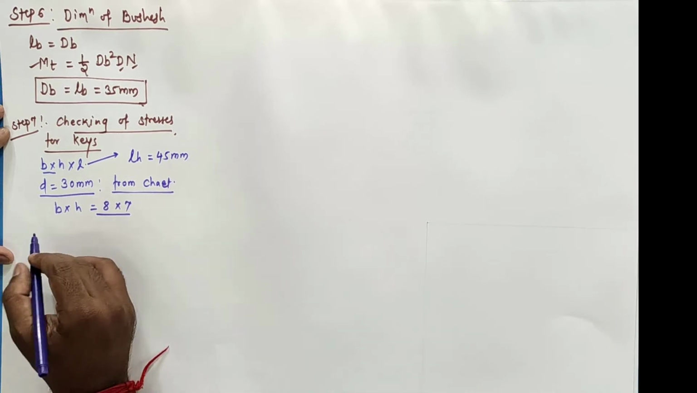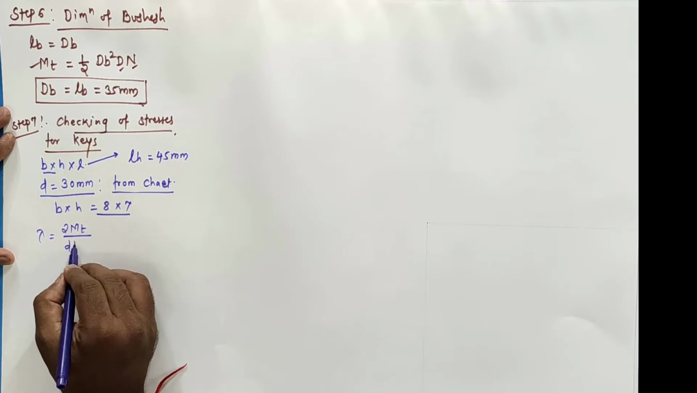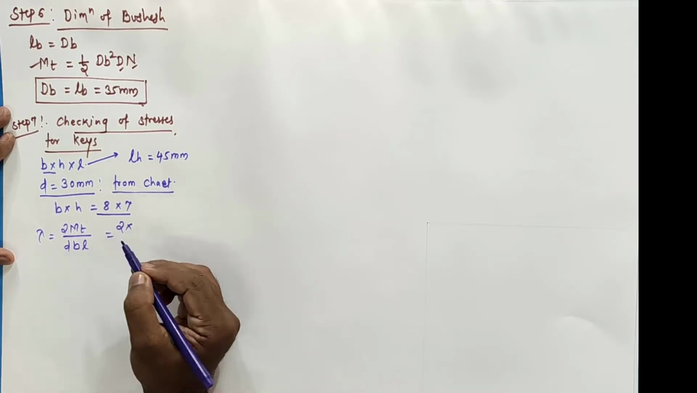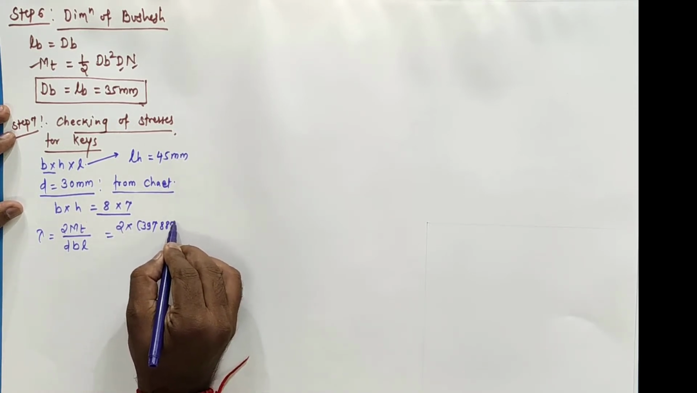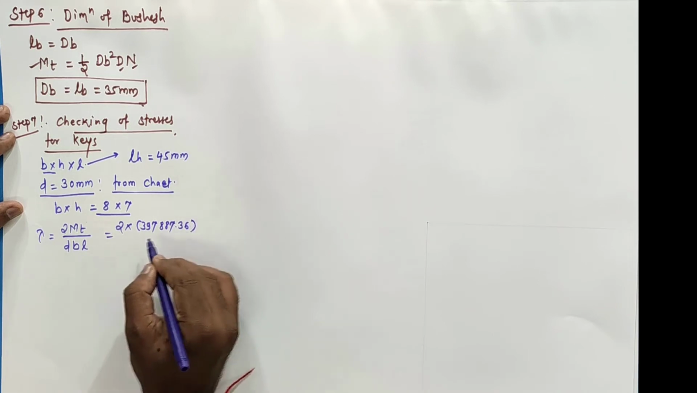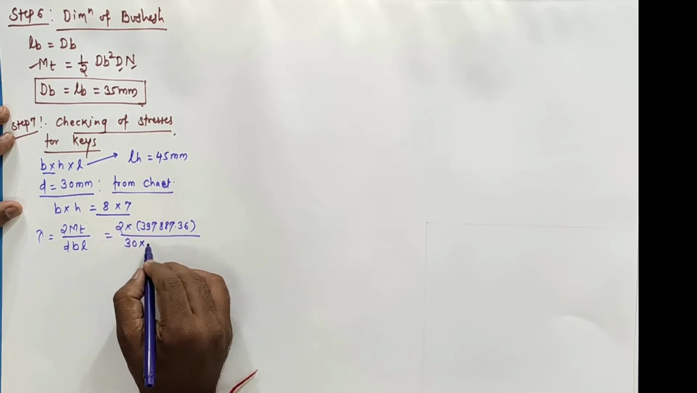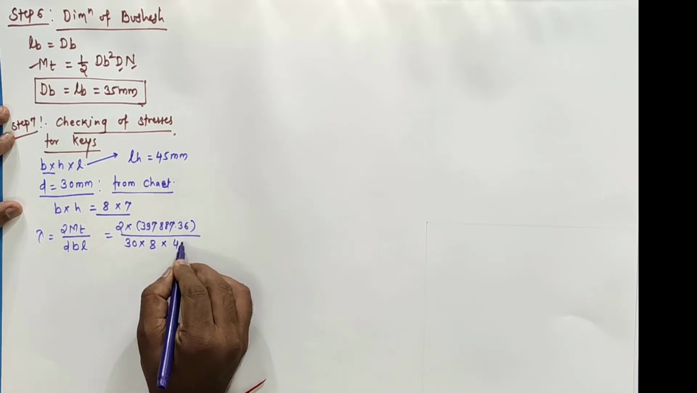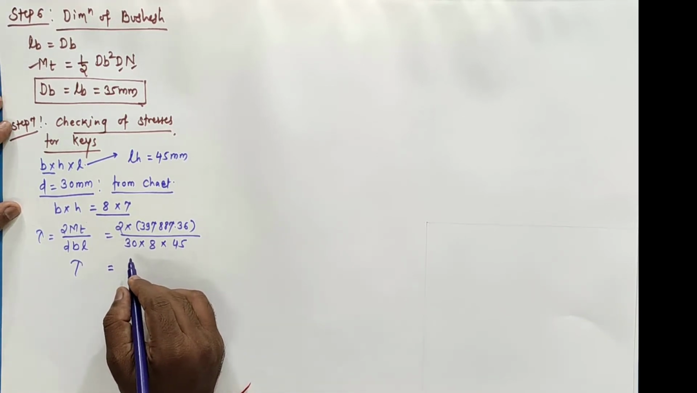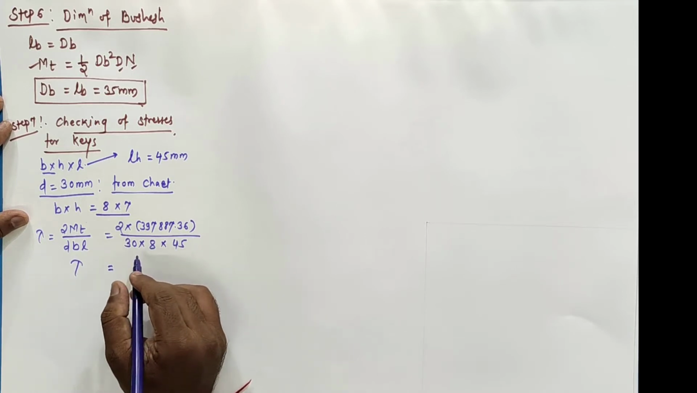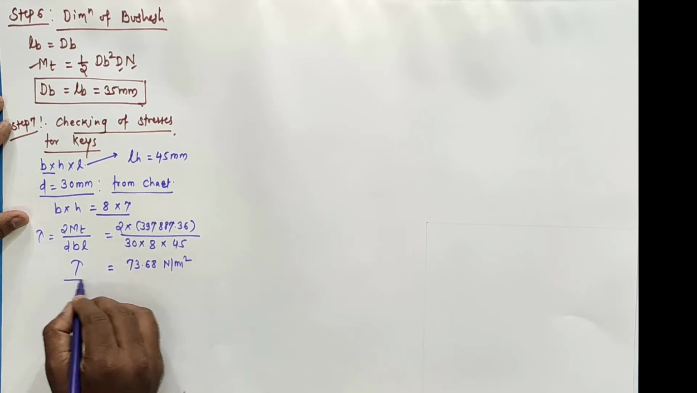Now first stress, shear failure, tau is equal to 2 mt by dBl. So I'll write 2 mt value we have calculated, 397,887.36 divided by D diameter 30, B width 8 into L 45, through which I'll get tau is equal to, for shear failure in case of keys, 73.68 Newton per mm square.